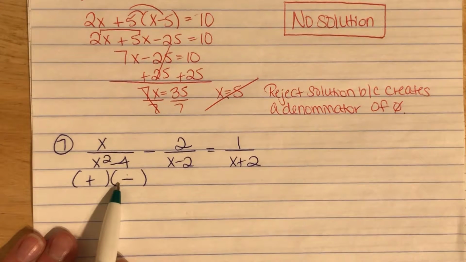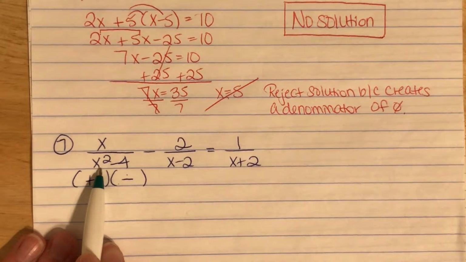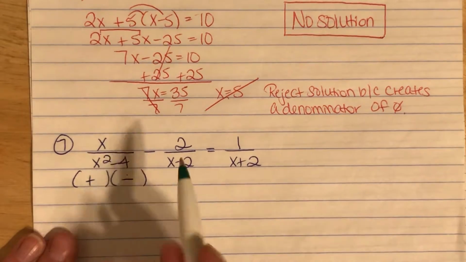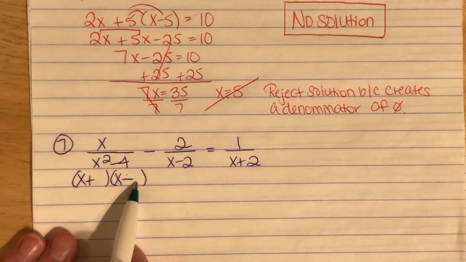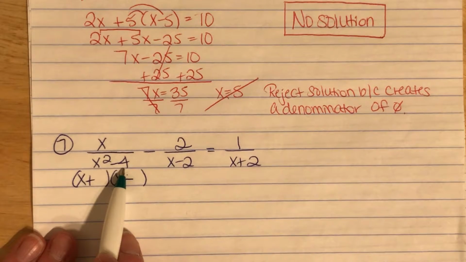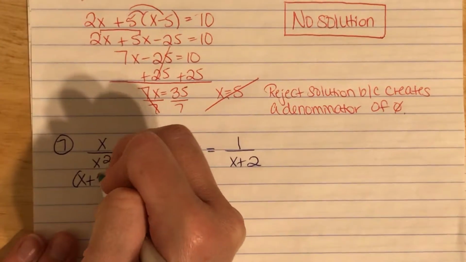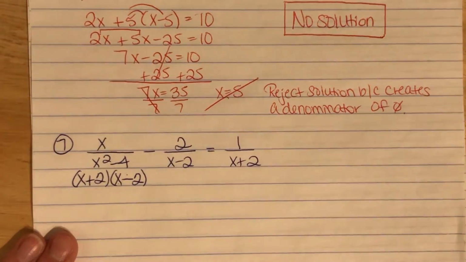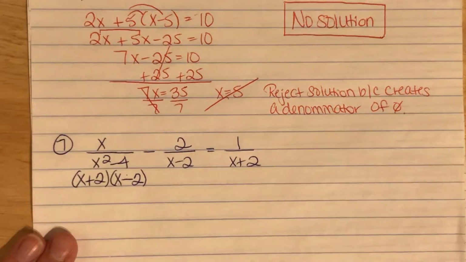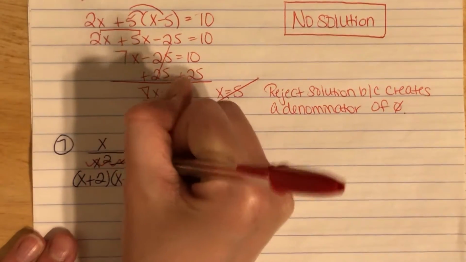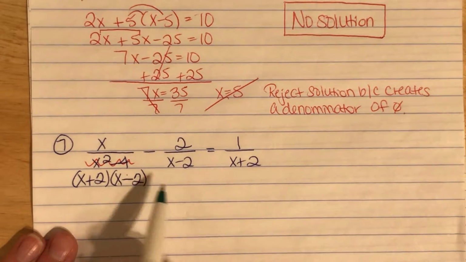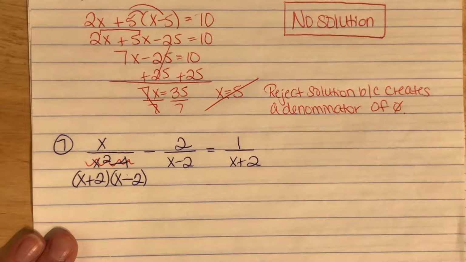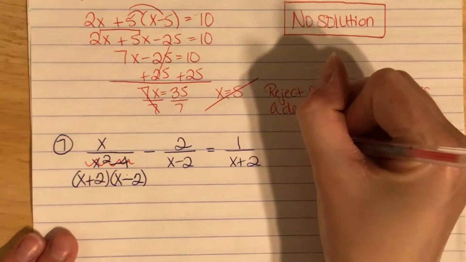The first term in each binomial comes from what item would multiply by itself to get x squared, which is x. And the second term in each binomial comes from what number multiplied by itself gives you 4. And that is 2. So basically now I'm going to ignore the x squared minus 4 because now the denominator is x plus 2 times x minus 2. Okay, so everything is factored. Now I can figure out my common denominator.